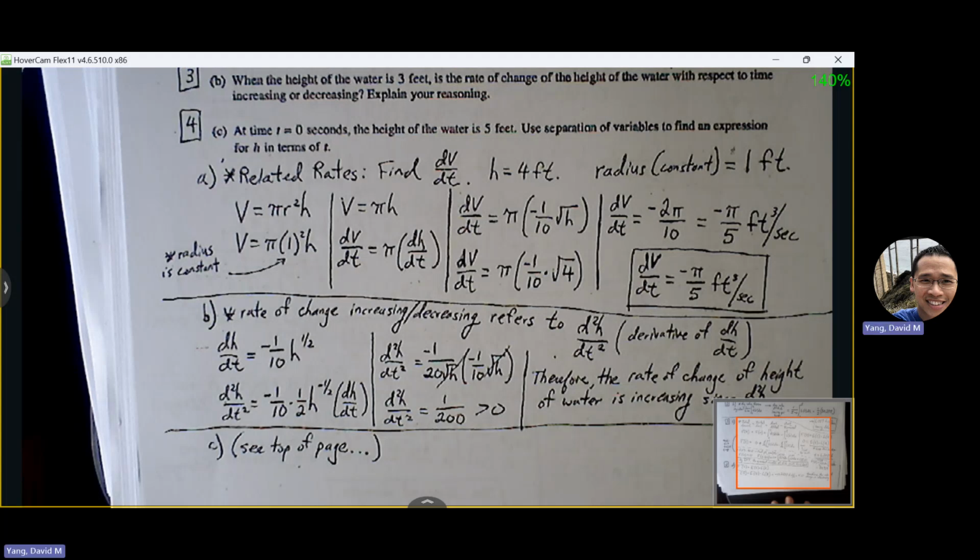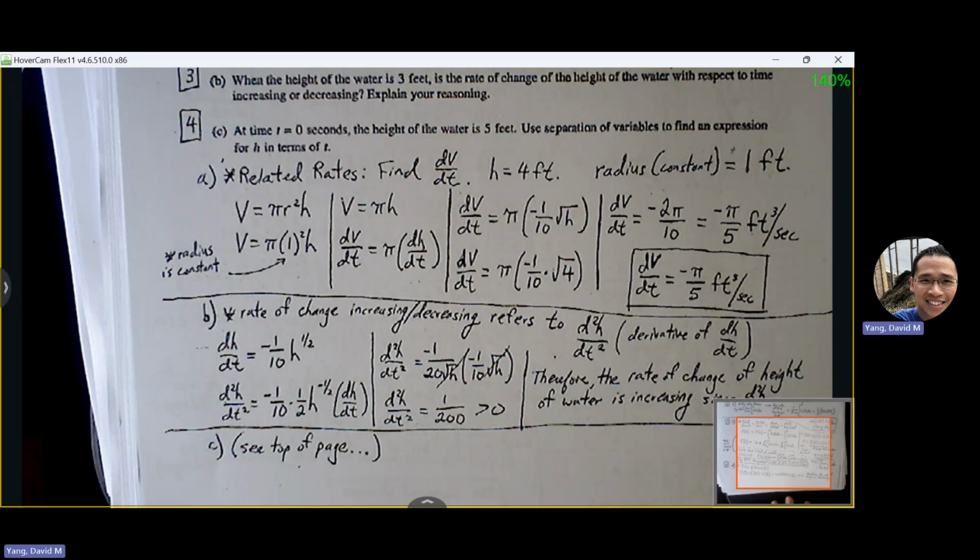And part B. When the height of the water is 3 feet, the rate of change of the height with respect to time, is it increasing or decreasing? So we're asking whether the rate is increasing or decreasing. That's the indication that we're trying to move into that second derivative. So we're going to find d²h/dt². We're going to find the second derivative of dh/dt.